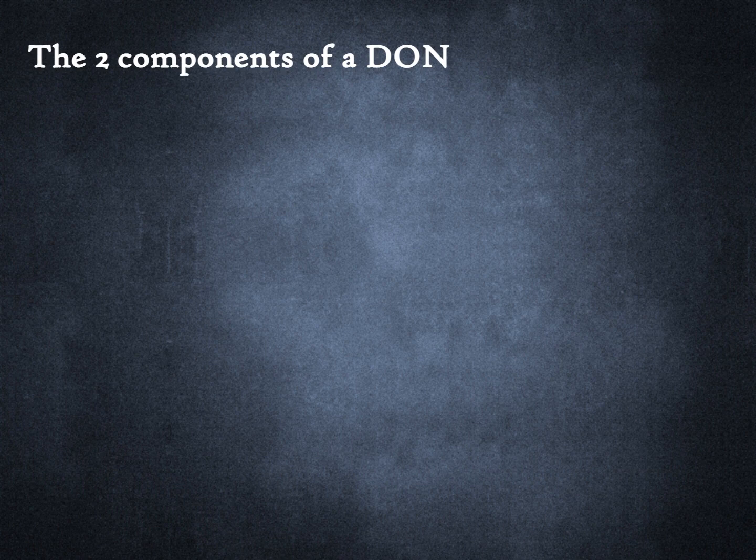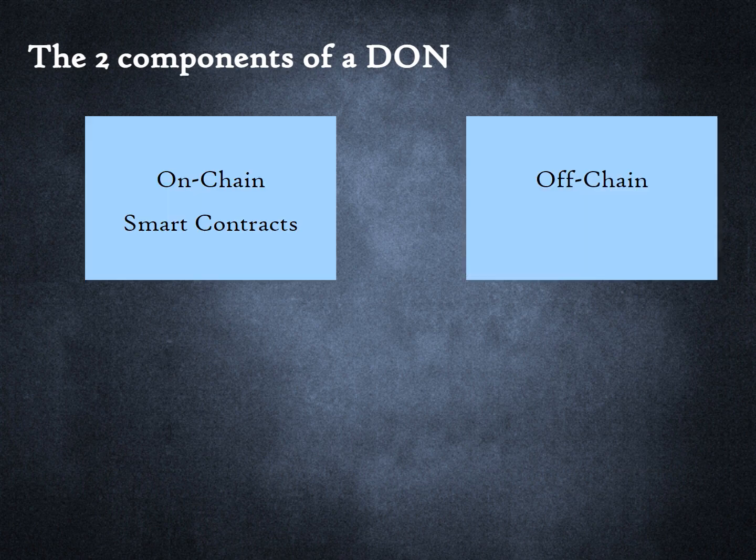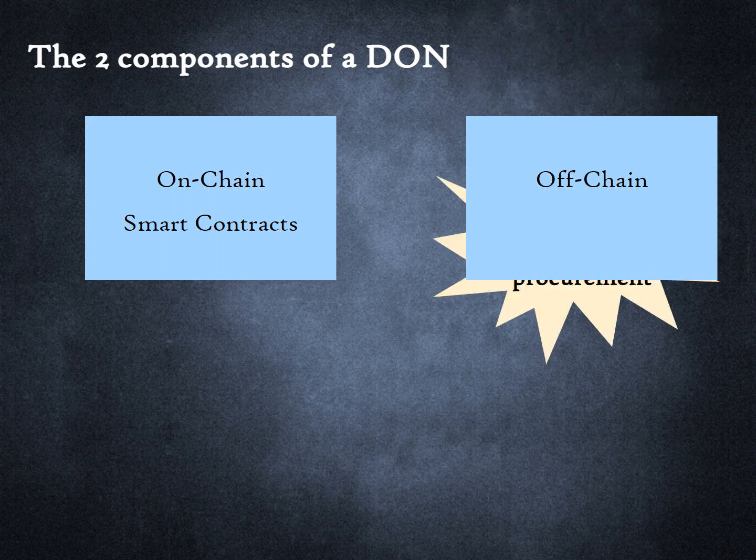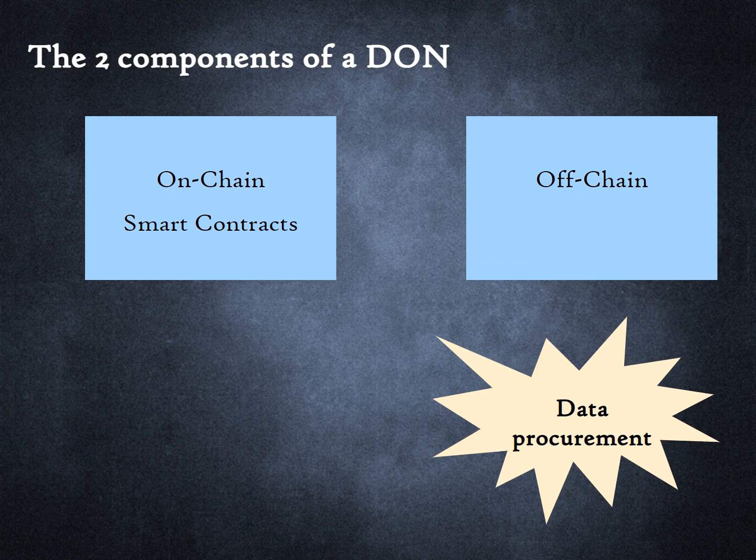A decentralized oracle network consists of two components, on-chain and off-chain. The on-chain component consists of smart contracts. The second component is the decentralized oracle network that resides off-chain. Data is actually procured off-chain. We will first learn how the off-chain component procures data using an illustration.